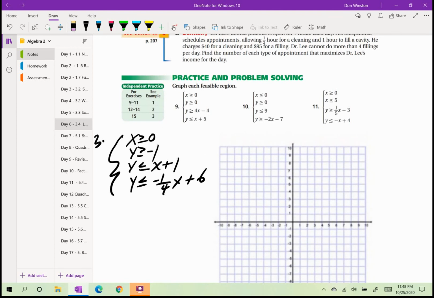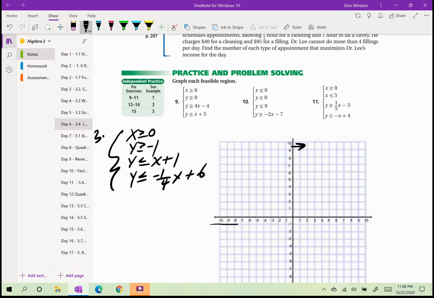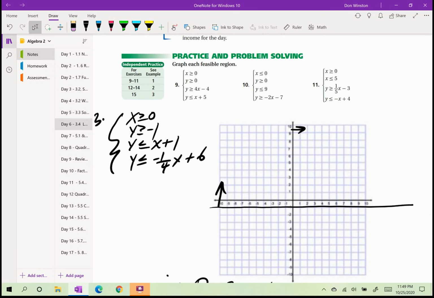This says that x has to be greater than or equal to 0, so I have to be on that side. y has to be greater than or equal to negative 1, so I'll draw my line y is equal to negative 1, and I have to be above there. And then y has to be less than or equal to x plus 1, so my y-intercept is 1. My slope says go up 1 and over 1, or down 1 and over 1. And then I can draw that line. So this is y is equal to x plus 1. It always helps to write your equations on your line, so you know what you're working with. x is equal to 0 and y equals negative 1.